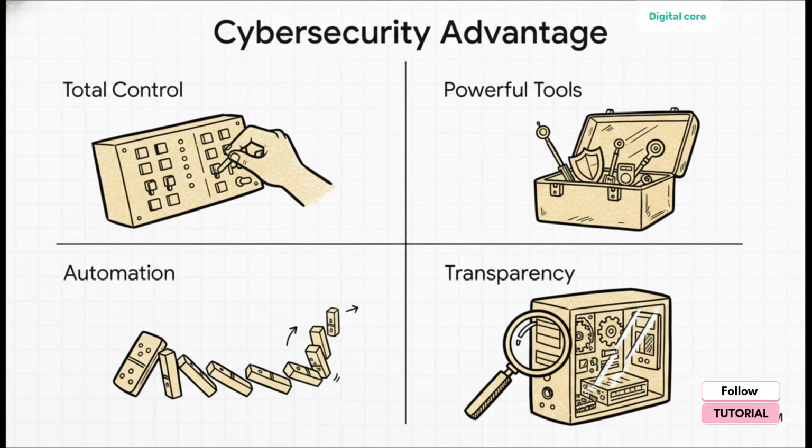Well, it really boils down to a few huge advantages. First, you get total control. I mean, you can manage every tiny detail of the system, right down to the most specific user permissions. Second, the toolkit is just incredible. Distros like Kali come preloaded with an entire arsenal of security tools. Third is automation. The command line makes it ridiculously easy to write little scripts to automate complex jobs. And finally, you get total transparency. You can actually see exactly how your OS is talking to the hardware.